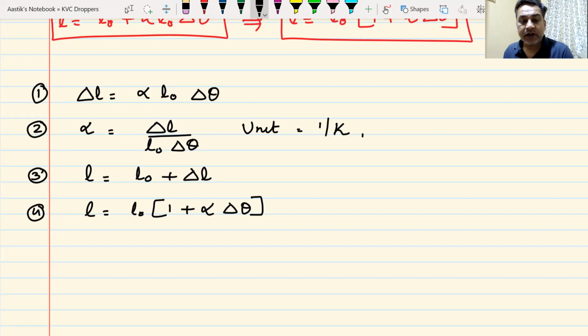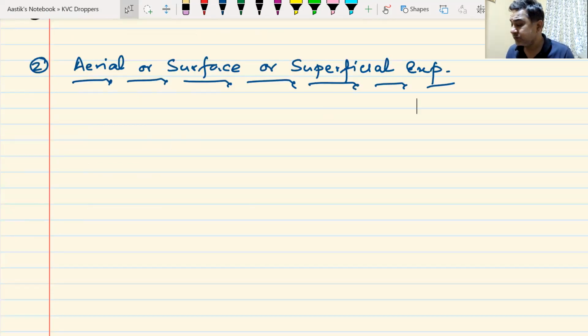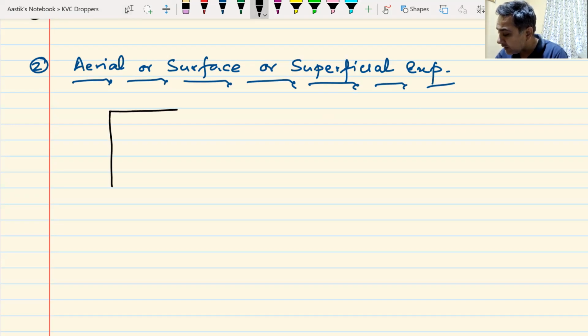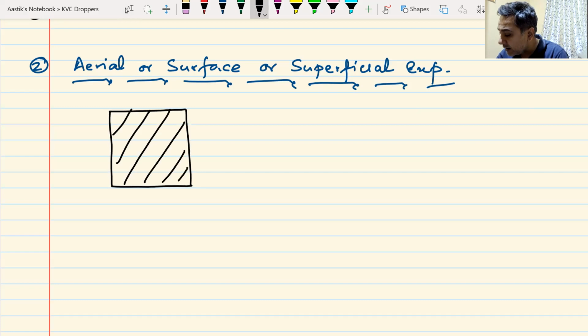Okay. Now that brings us to the second type of expansion, which is known as aerial or superficial or surface expansion. In this, what will happen? Instead of length, things are going to expand in area. So this is the original body, and now we are talking about two-dimensional bodies. Do we understand this? Its initial area is A naught.